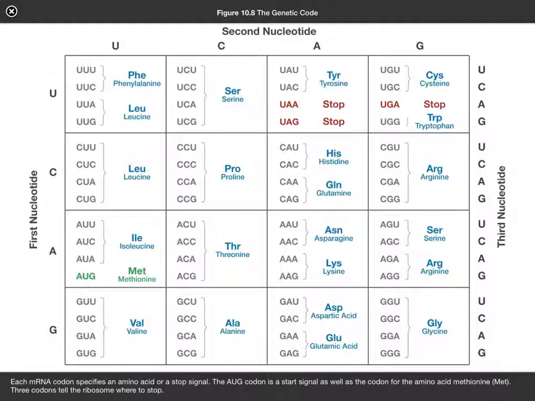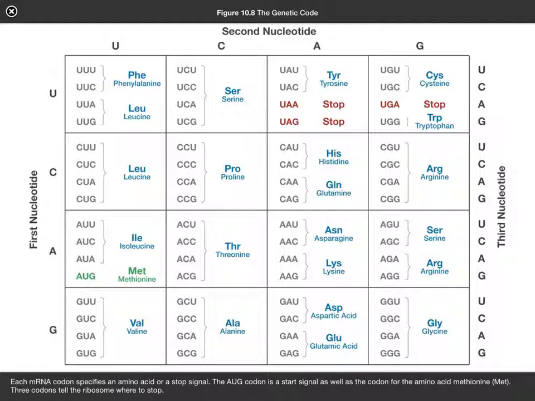Read the next one for me. GGU, where is it? G. The line. Lysine. AUA? Wait, you look for the first 2 letters? Yeah, like which one goes first? First nucleotide, A. Second nucleotide, U. Third nucleotide, A. AUA is isoleucine. Now remember, I don't expect you to memorize the table.